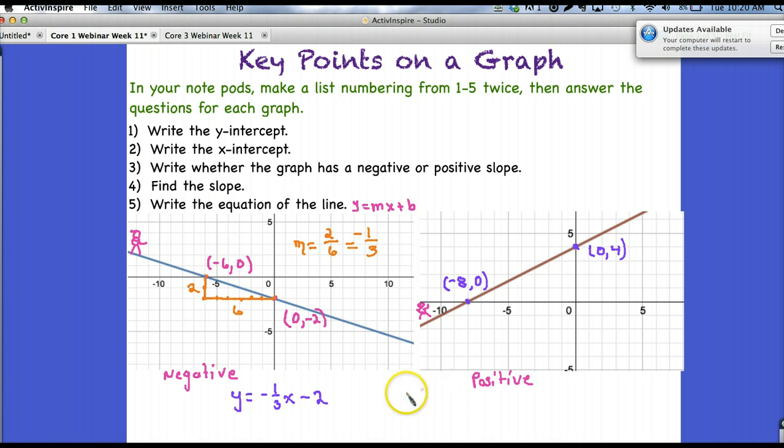And then the last part, write the equation of the line. Well, we already have our y-intercept. Oh, whoops, sorry, find the slope. Let's find the slope first. So our slope is, again, rise over run.